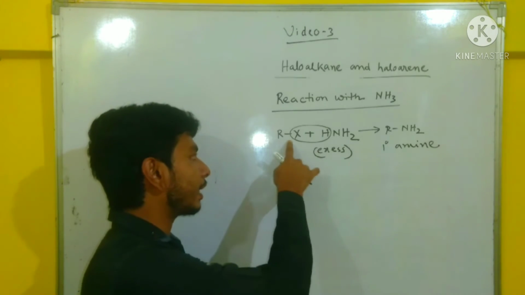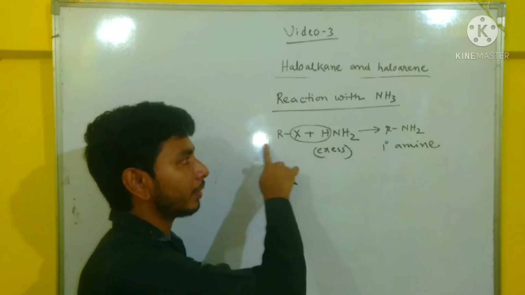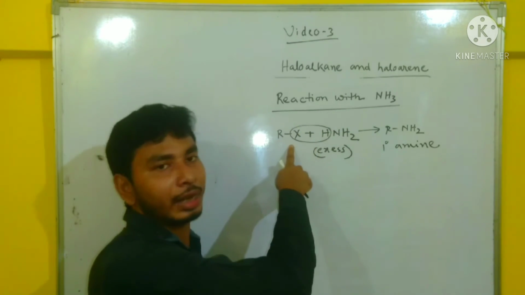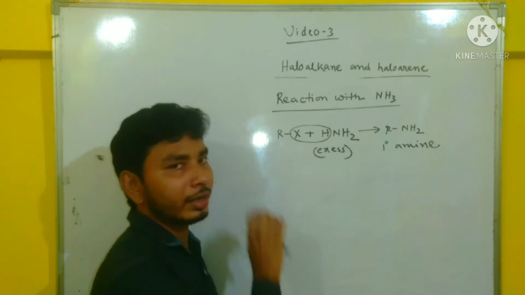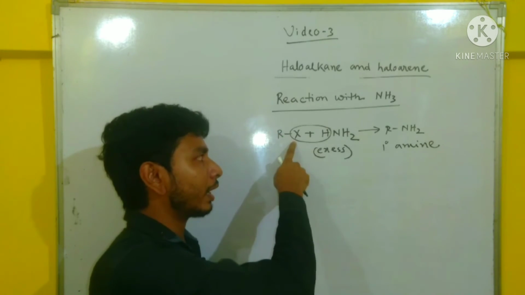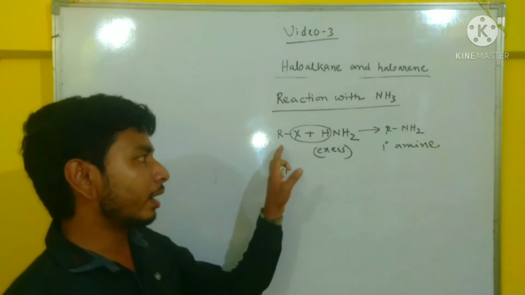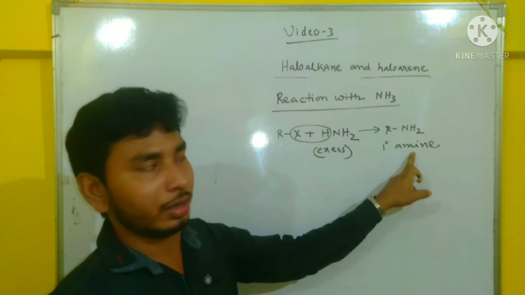So as alkyl halide is limited, all the alkyl halide will be consumed in the first step. There is no unreacted alkyl halide, so it cannot react in the second step. All alkyl halide gets consumed in the first step. So here there is only one step, and we are getting only 1 degree amine.